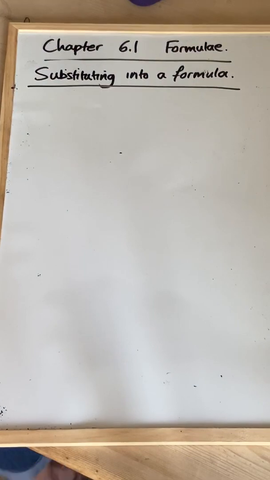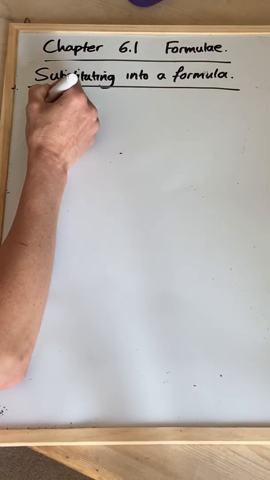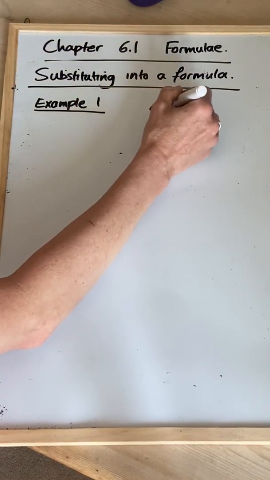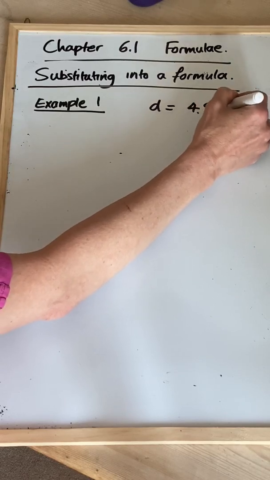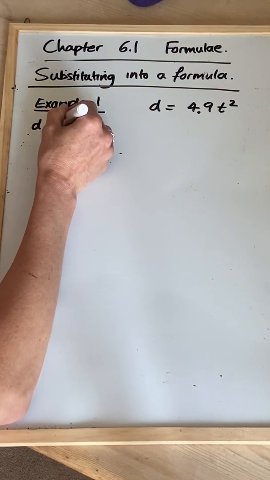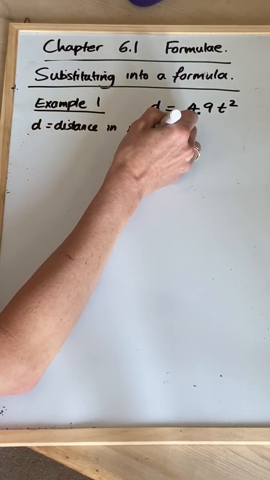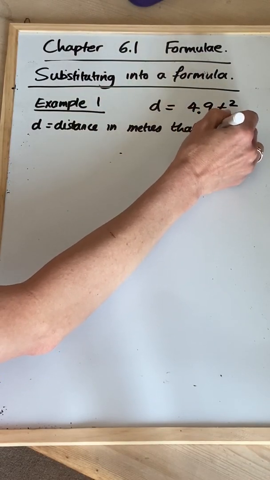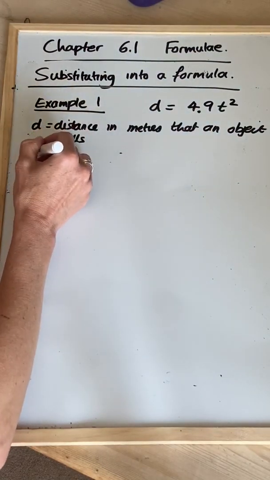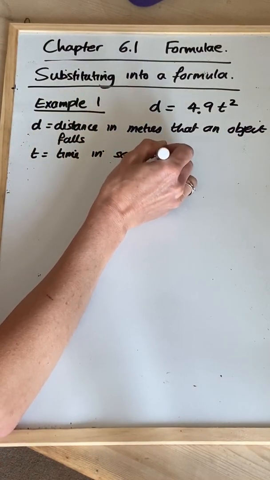And we'll just have a look at a couple of formulae and we'll use them. So I'm going to give you this formula. We'll call this example 1. The formula that I'm going to give you is D equals 4.9 t squared. Now, what do these mean? D equals the distance in meters that an object falls. And T equals the time in seconds.